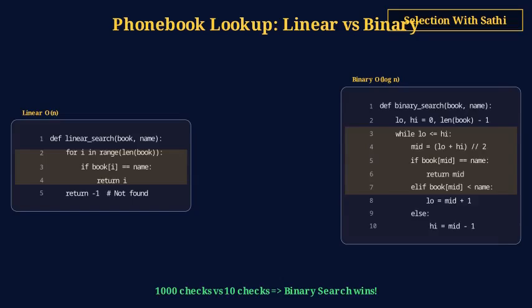Now if the phone book is sorted alphabetically, you can use binary search. Open the middle, decide if the name is in the first half or second half, and repeat. Each step eliminates half the remaining entries. For 1000 contacts, binary search needs at most 10 comparisons. That is O of log n, same problem, same data, but 100 times fewer steps. This is the power of choosing the right algorithm.